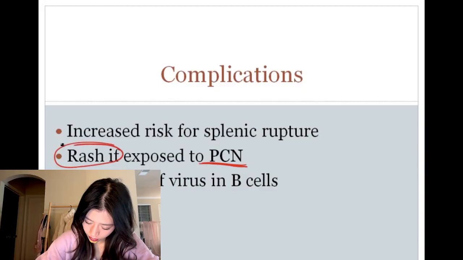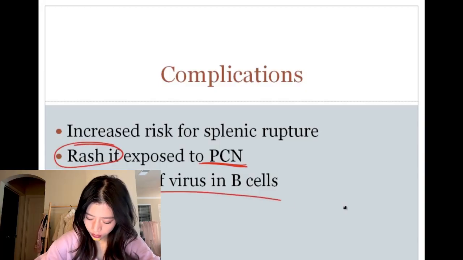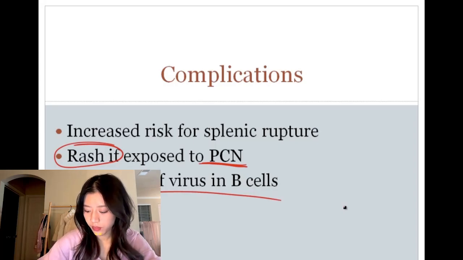And finally, the virus infects B cells and it can remain dormant within B cells. And the complication of this dormancy is actually twofold. First, it increases the risk for recurrence of infectious mononucleosis.